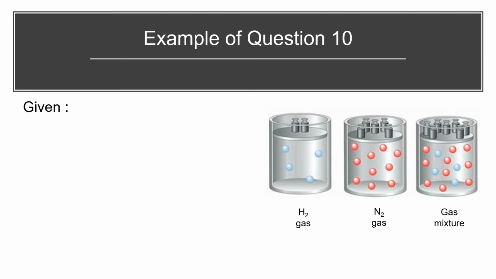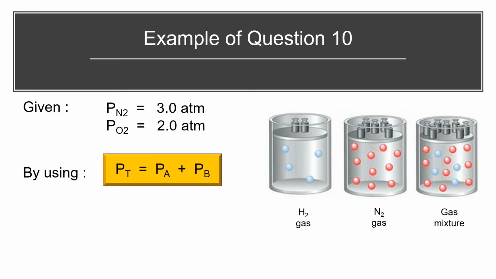Hydrogen gas and nitrogen gas are placed in the same container. Since each of the gases has its own partial pressure, we can use Dalton's law to determine the total pressure of the gas mixture.